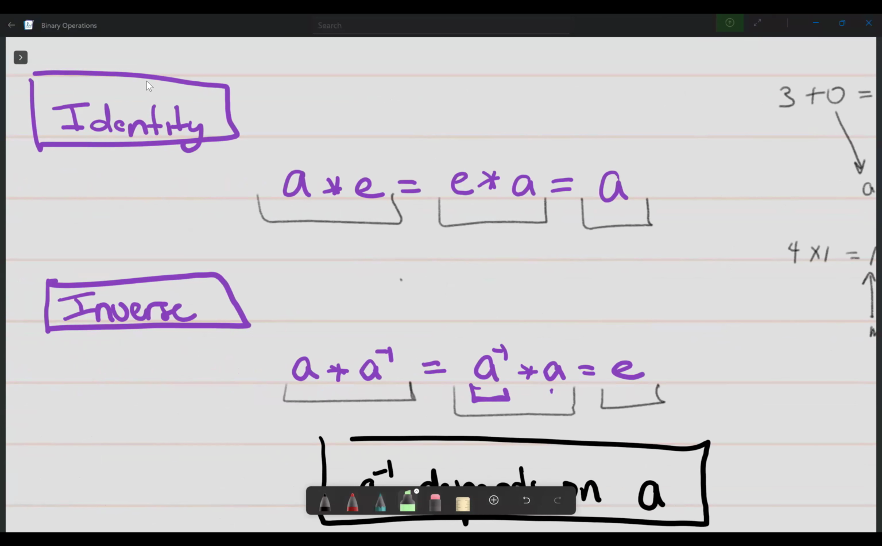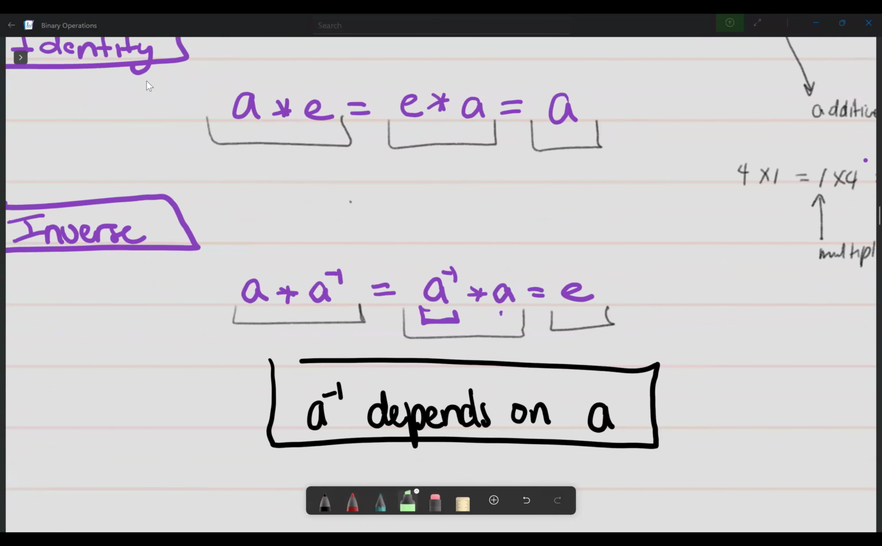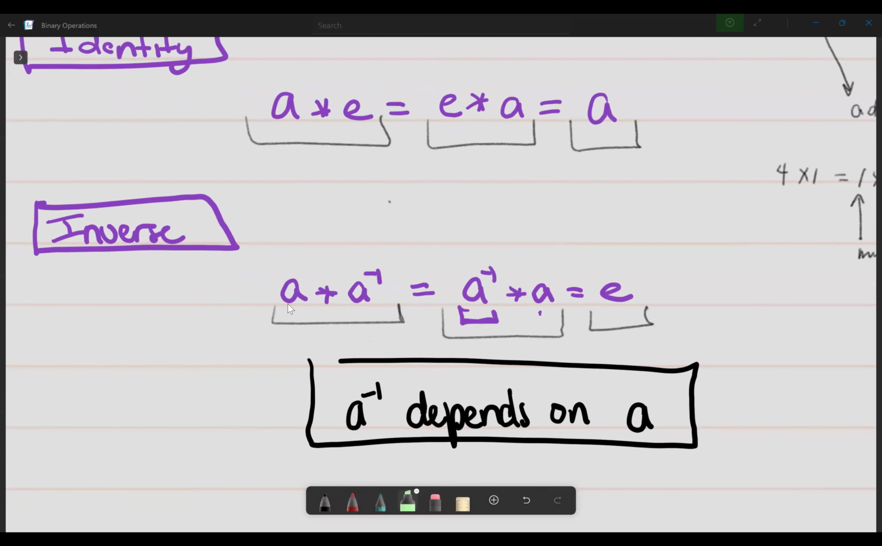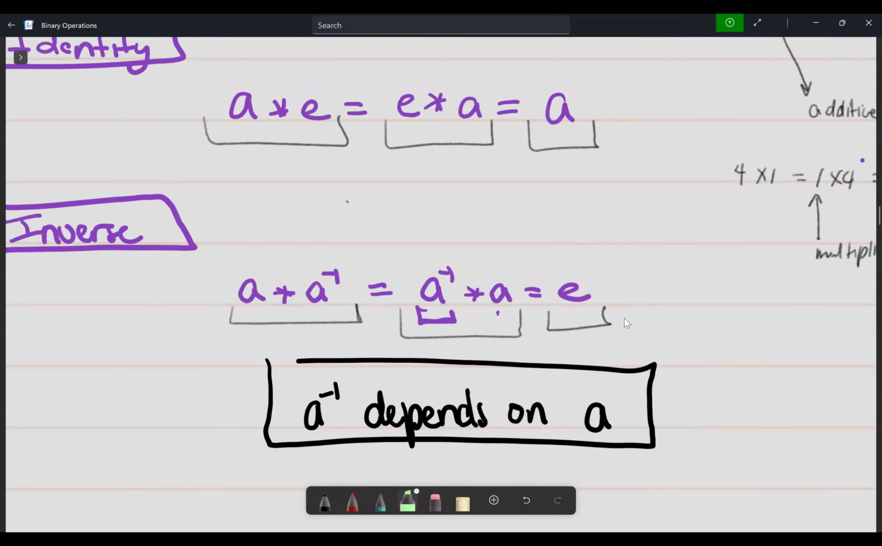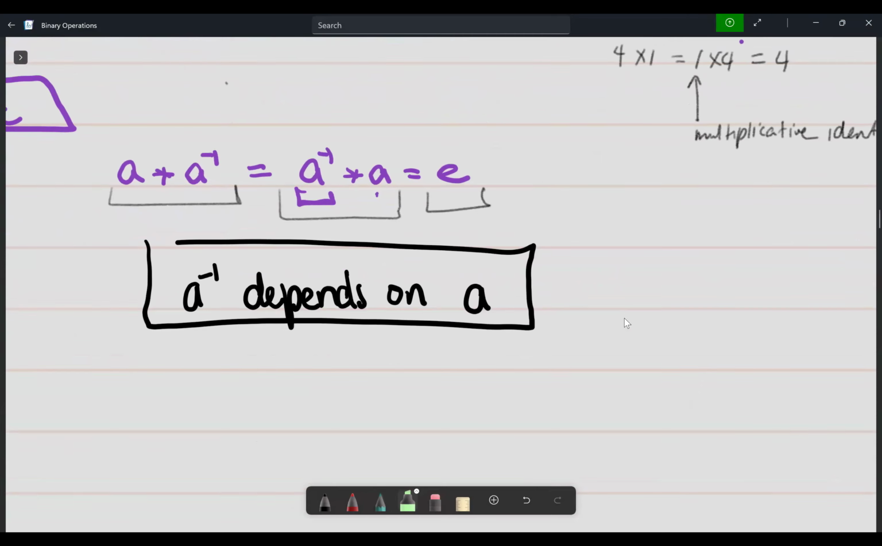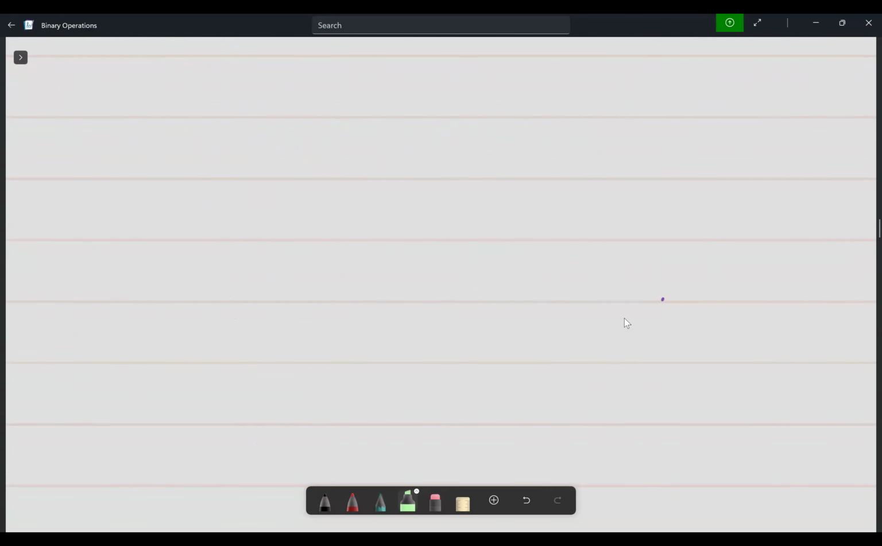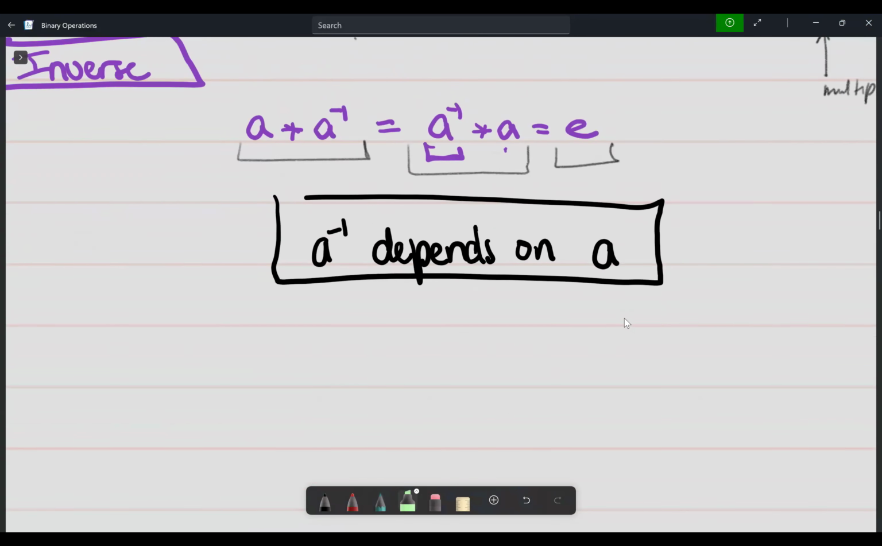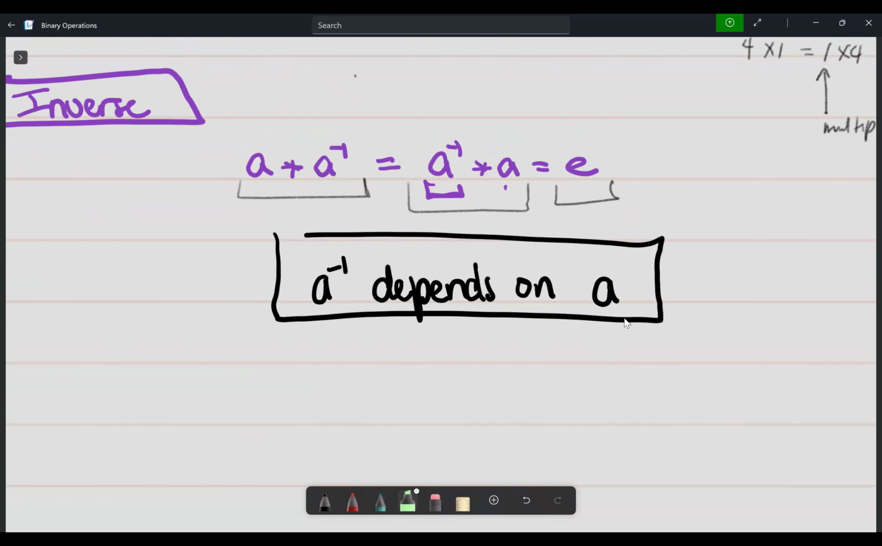No? Okay. So for the inverse, the inverse is when you have A and you're saying that when I combine it with a value, I will get the identity. So A inverse will depend on A. If you think about addition, right? That would be A.